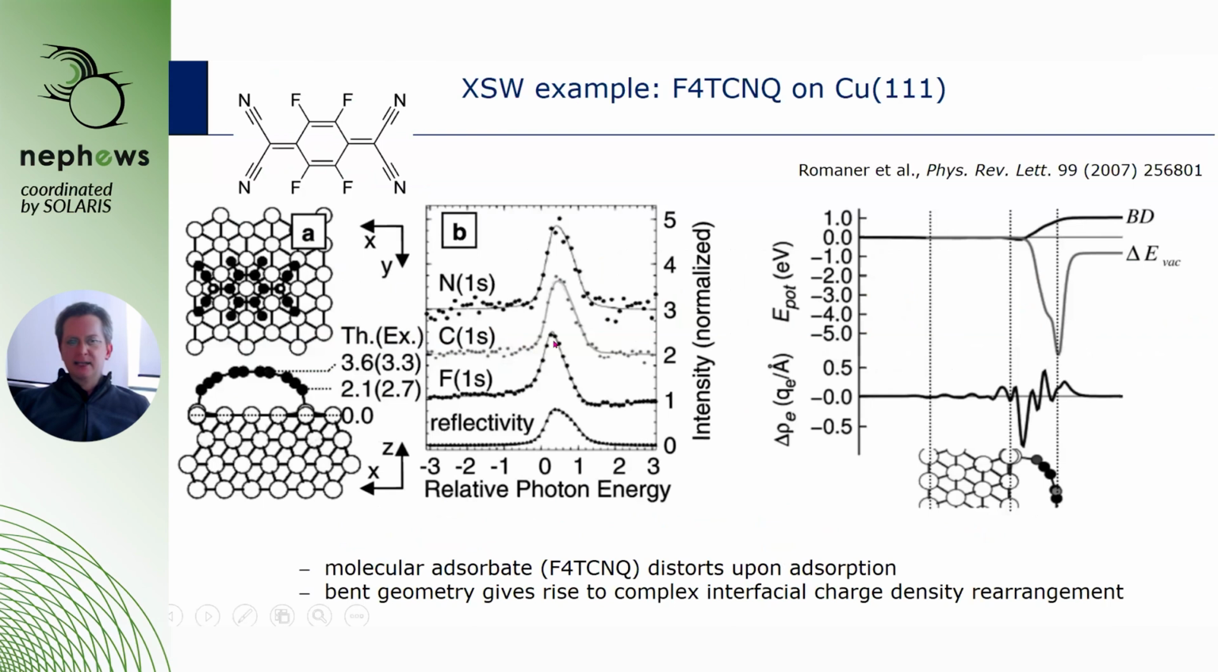And when you do an X-ray standing wave experiment, you can measure the core level intensity of all these when you move through the Bragg condition. And from details of how the intensity changes, one can get experimentally the exact bonding distances of the average carbon atoms, but also the nitrogen and the fluorine. And here it was found that there are significant bonding distance differences between the elements, meaning the molecule is bent at the surface.